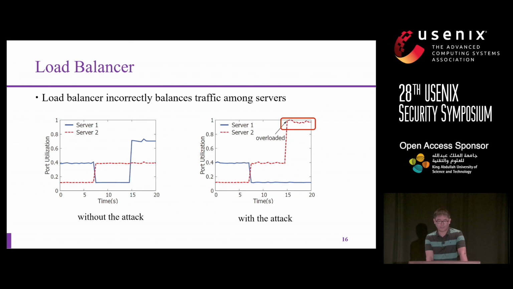Finally, let's see the attack impacts on load balancer. As shown in the left figure, the load balancer will balance the traffic among 2 servers without the attack. However, with the attack, the port utilization of server 2 is overloaded. We find that the load balancer incorrectly balances traffic among servers under the attack.